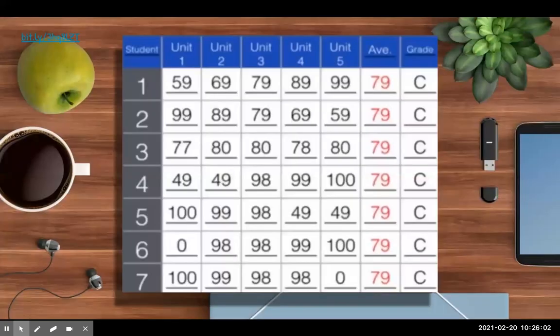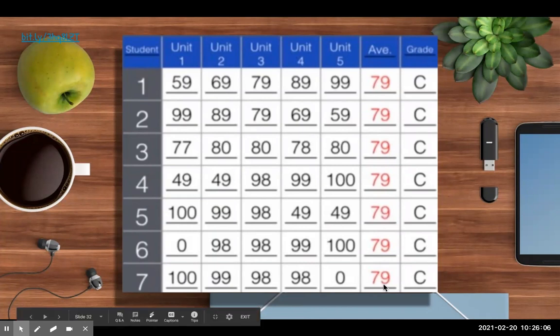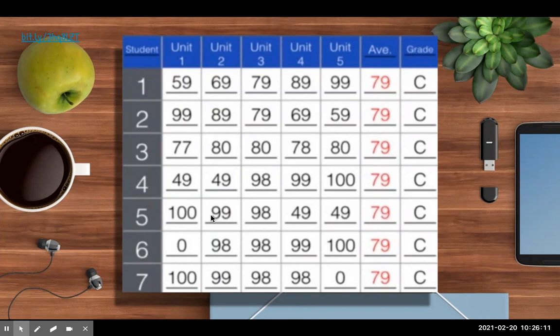All right, now if you look here, we can look at other grades going straight across, and you can see how they all average to 79. All these kids get a C. Would you say this student number 6 and number 7 should be getting a C in the class? 98, 98, 99, 100. Oh, but they got a 0. They deserve a C? What if this was your own child? Tell me you wouldn't be talking to that teacher real fast. Whoa, whoa, whoa, my kid could teach this course and you're giving my kid a C?